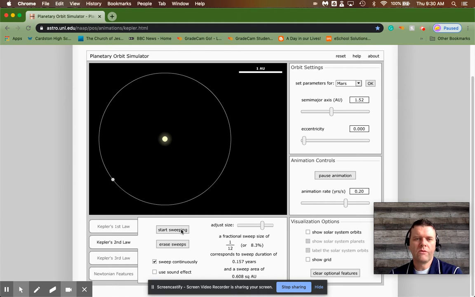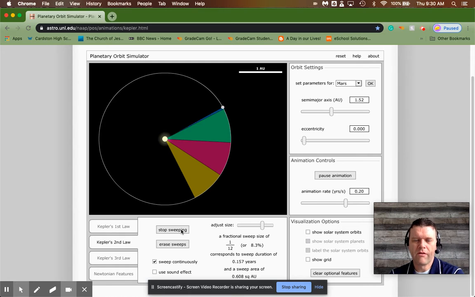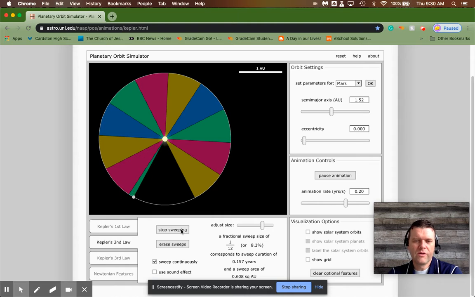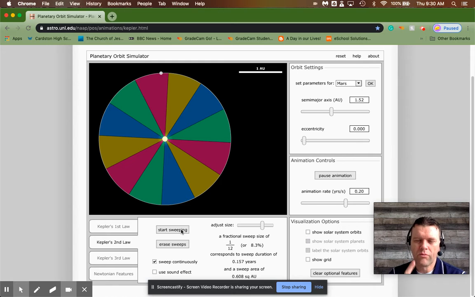So if this was the Earth, we could sweep out the area for 1 month. Obviously this simulation is much quicker than a year, but say we're going to sweep out 1/12 of the Earth's orbit, so that every single area that we sweep out there, we just did it, would represent the time for 1 month. And as you can see, every single portion is equal. It's like we have a pizza here and we cut it up into 12 pieces. The area of each slice is the same.